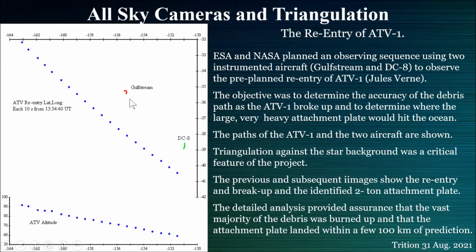So the target again was to pick up the heaviest component, which was that attachment ring, make sure we knew where that was going to go and where it landed, make sure that it landed more or less where they expected it to land. You then have a sort of dispersion pattern of where the other items land, and I'll show you exactly what is involved with that as we go through some of the images.